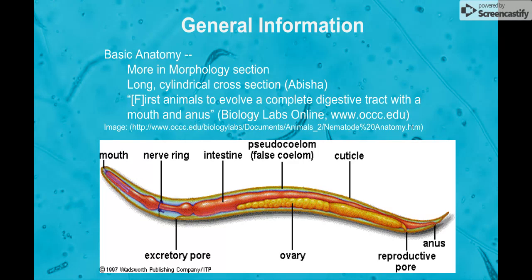And also, when I was researching other stuff, I found this quote that says, "The first animals to evolve a complete digestive tract with a mouth and anus." That's great. This means that they're not sucking in food and spitting it back out the same hole. So that's a fun evolvement. I'm glad that we're not still doing that.